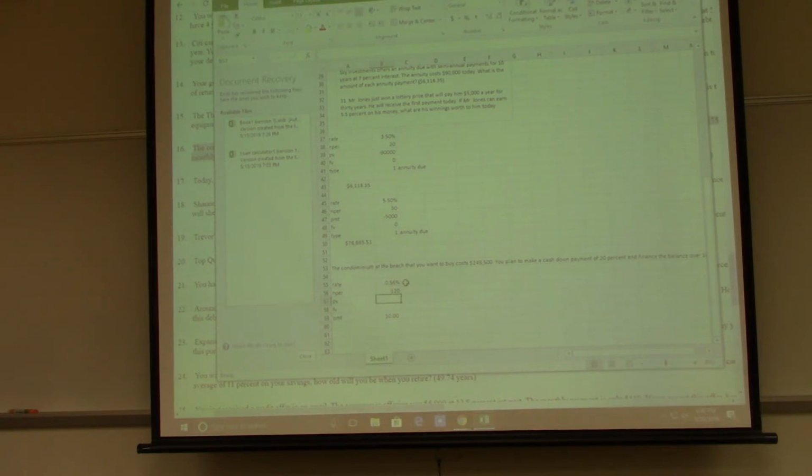See, now it's 0.56 for 120 months, because every month is going to be 0.56%. It would be wrong if it was just 6.7, because that is for every year. And then present value, 20% of the cash payments.